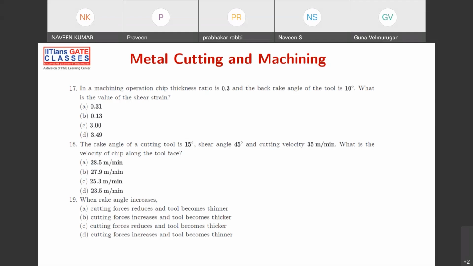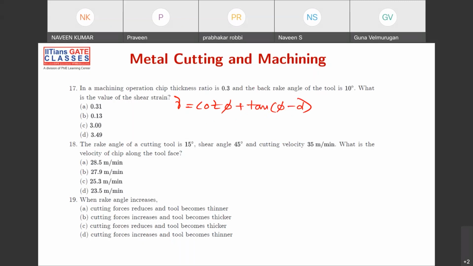What is the answer for the 17th one? In the machining operation, chip thickness ratio R is given, alpha is given. What is the value of shear strain? Gamma is asked. What was the formula for it? Gamma is cot phi plus tan of phi minus alpha, isn't it? Yes, excellent Naveen, you are right.